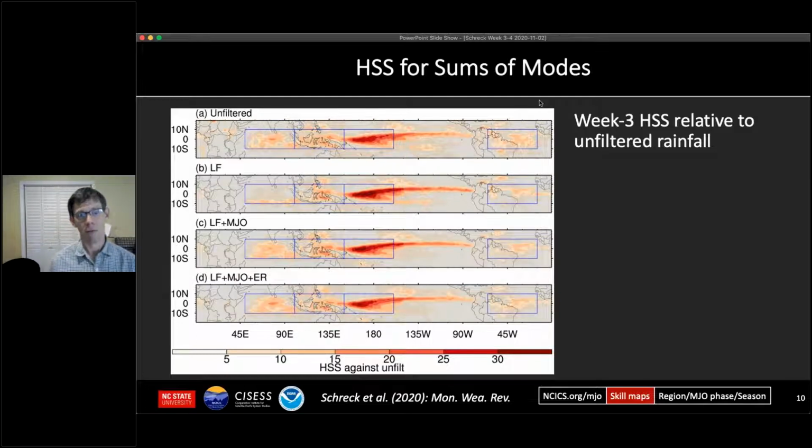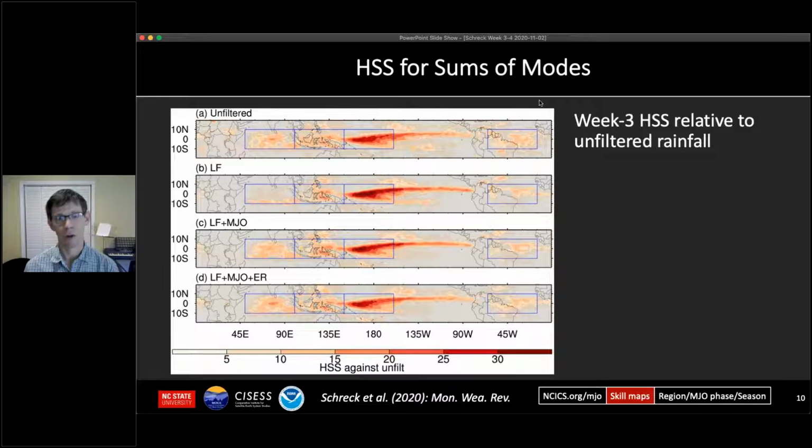However, if I add the modes together iteratively, so start off with just the low frequency in the second row, low frequency plus the MJO anomalies, and then add the equatorial Rossby wave anomalies onto that. So adding these waves together, you get a little bit more skill in each case. And that kind of goes back to if you've got a really strong low frequency state, the MJO is only going to push you a little bit off of that. And so putting them together can give you a little bit better source of skill.